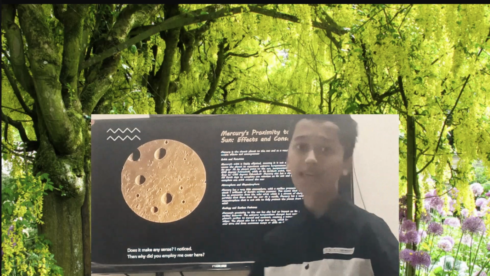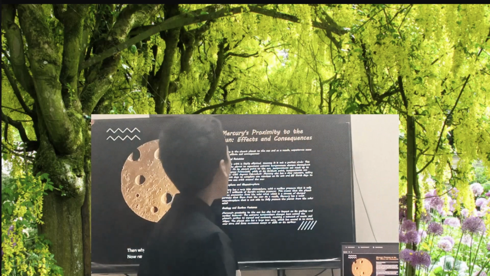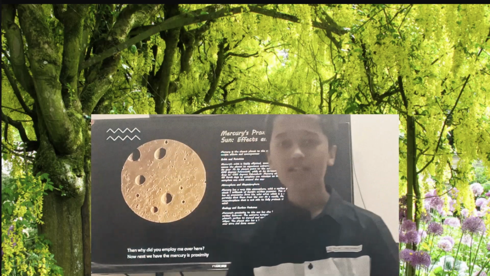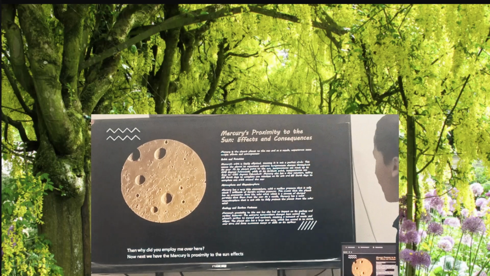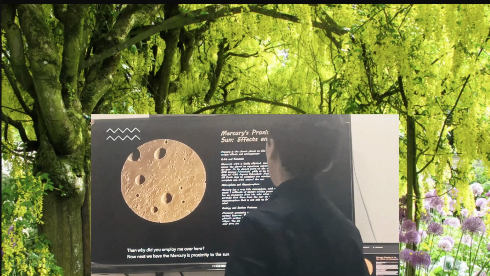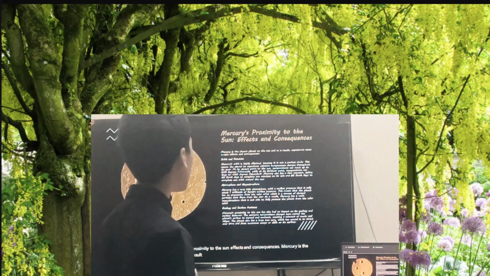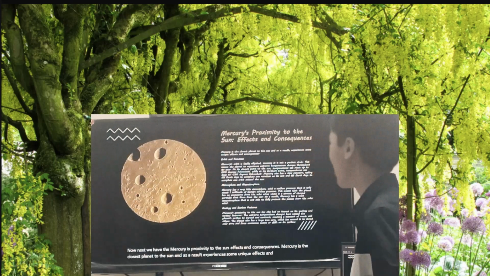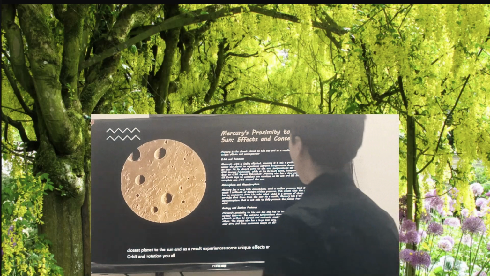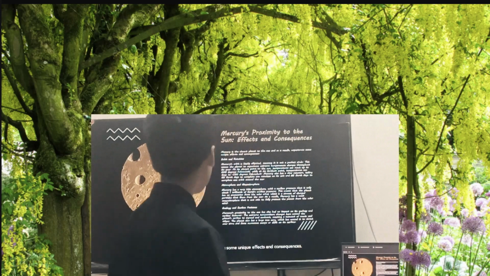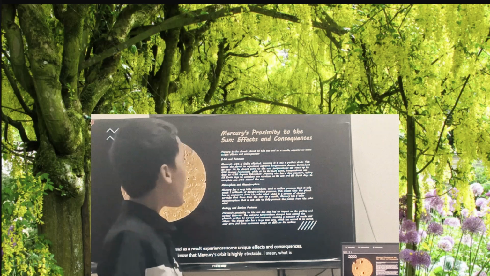Now next we have Mercury's proximity to the Sun, effects and consequences. Mercury is the closest planet to the Sun and as a result experiences some unique effects and consequences. Orbit and rotation, you all know that. Mercury's orbit is highly elliptical.